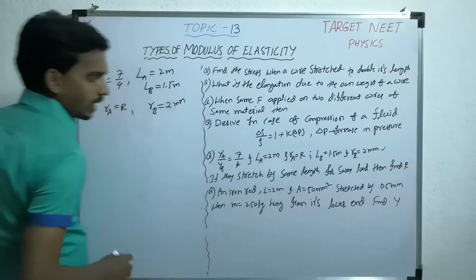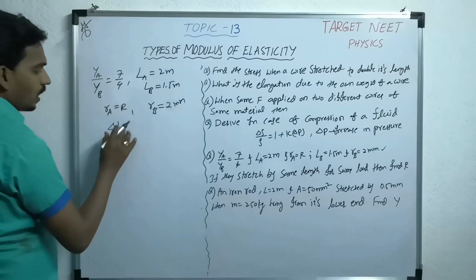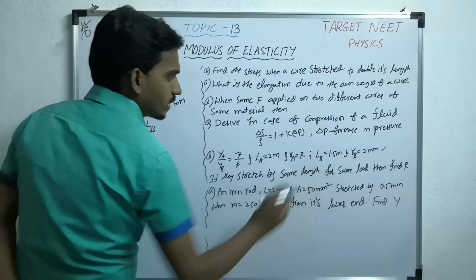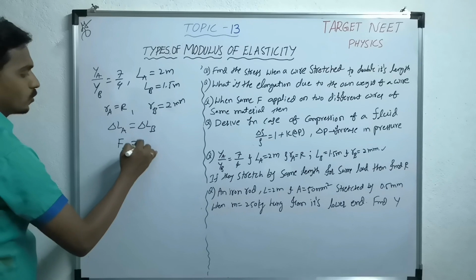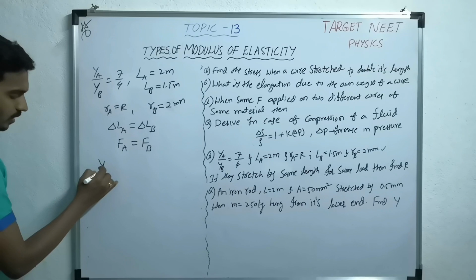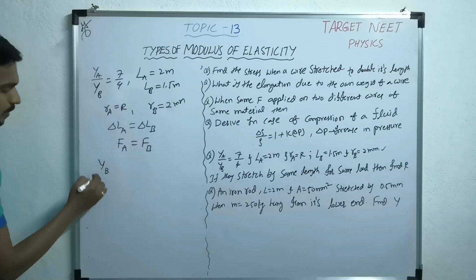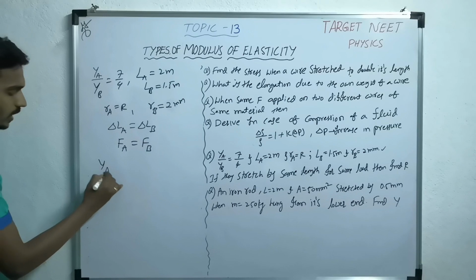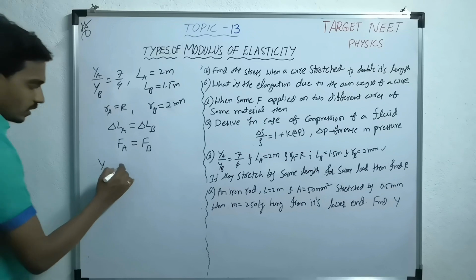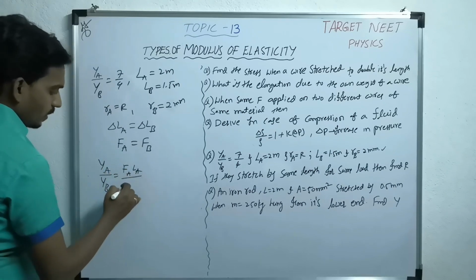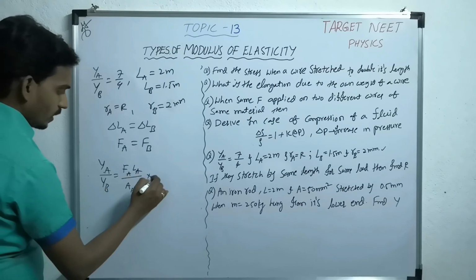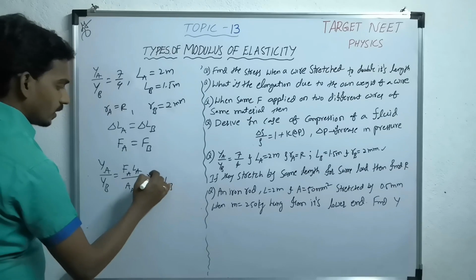If they stretch by the same length, so delta L for A equals delta L for B, for the same load, that means the force applied on A should be equal to the force applied on B. Then just now we have taken YA by YB.